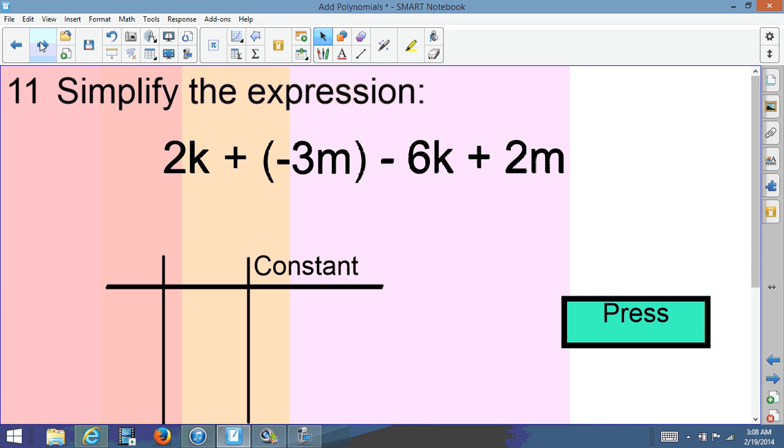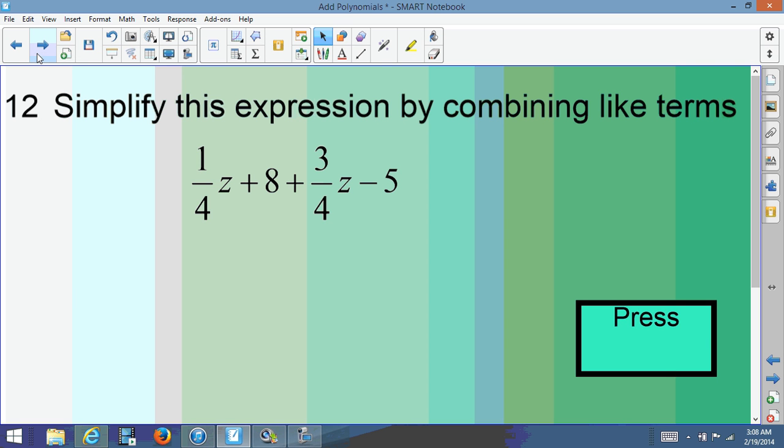Here's one for you to try. Simplify the expression 2k plus negative 3m minus 6k plus 2m. So give that a shot in your spare time. See if you can get your constants in the columns, your k's and m's in their respective columns. Here's another one. Simplify the expression by combining like terms. 1/4 z plus 8 plus 3/4 z minus 5.